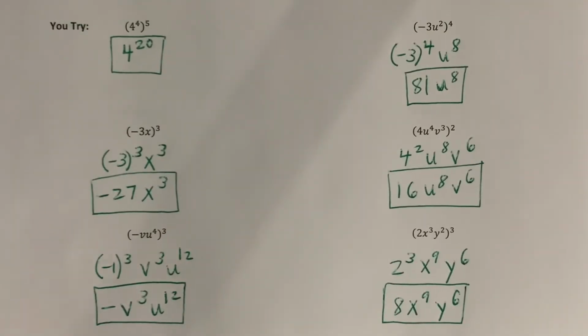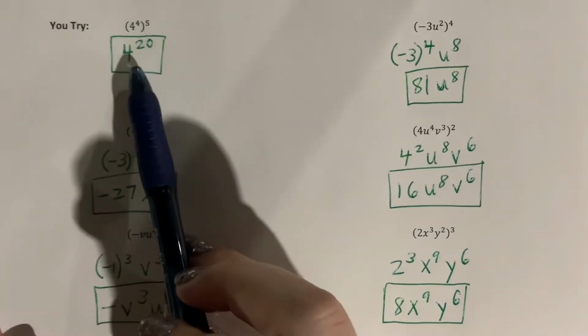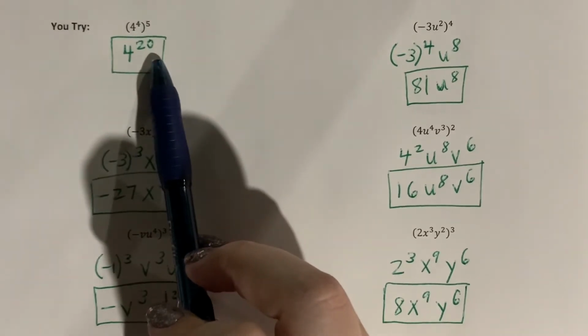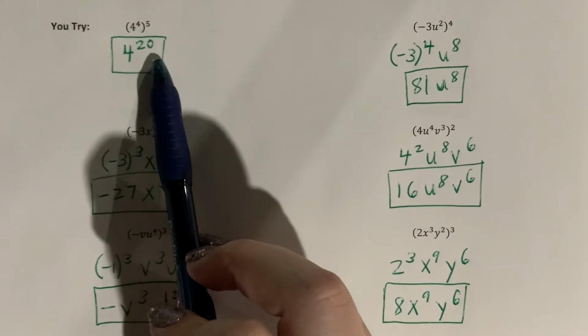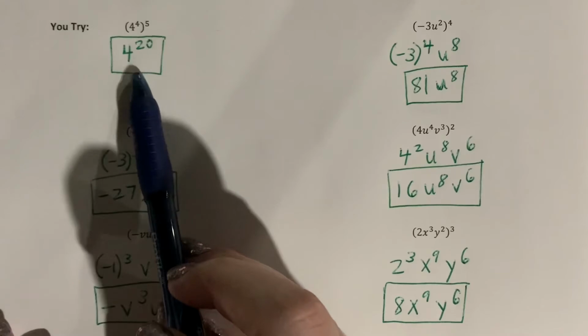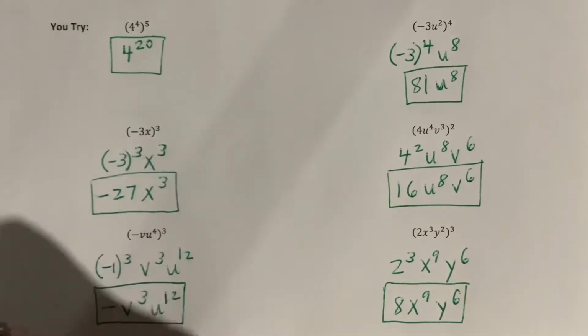Here are my answers to the U-tries. On the first U-try, when you ended up doing 4 to the 20th power in your calculator, you probably noticed that you got an extremely large number. Probably said 1 point something, and maybe your calculator was saying e to the something or times 10 to the something. It was a huge number, and so you can just leave this as 4 to the 20th power.